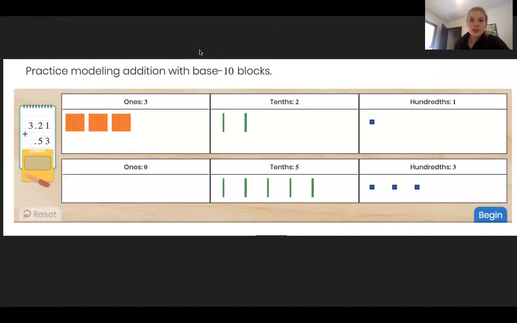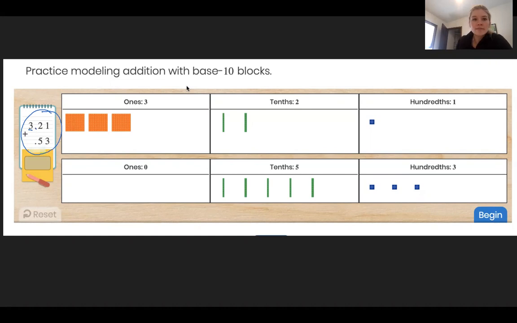All right, so let's just take it slow here. We are going to practice modeling addition with base 10 blocks first. So over here on the left-hand side, we have our decimal, and we have 3.21. All right. So another way to say that is by using our place value chart.